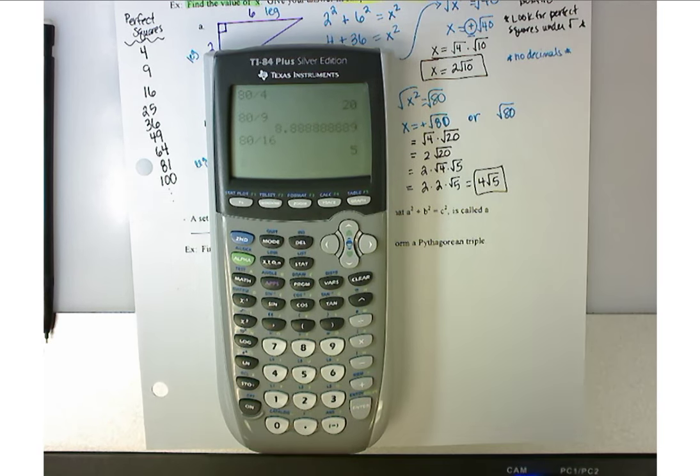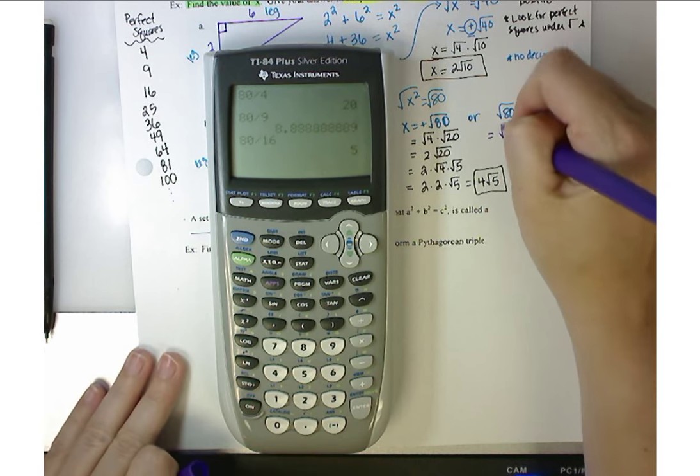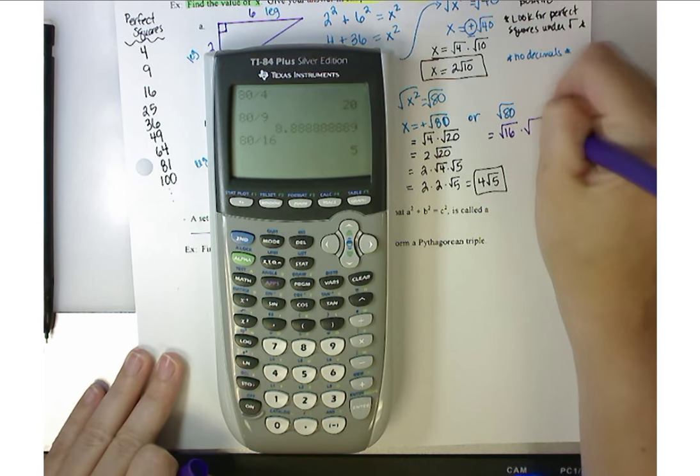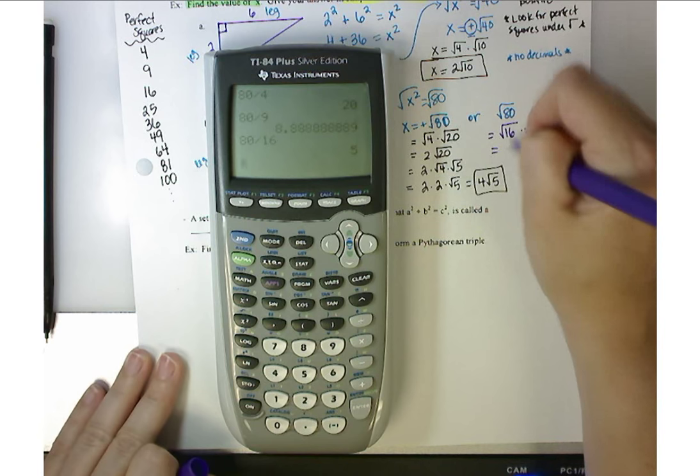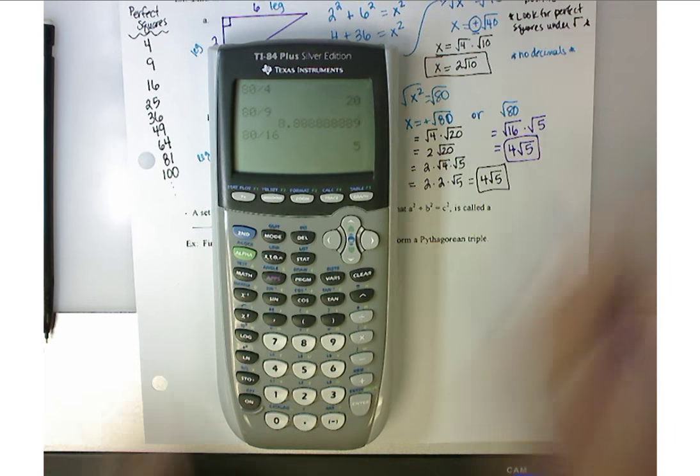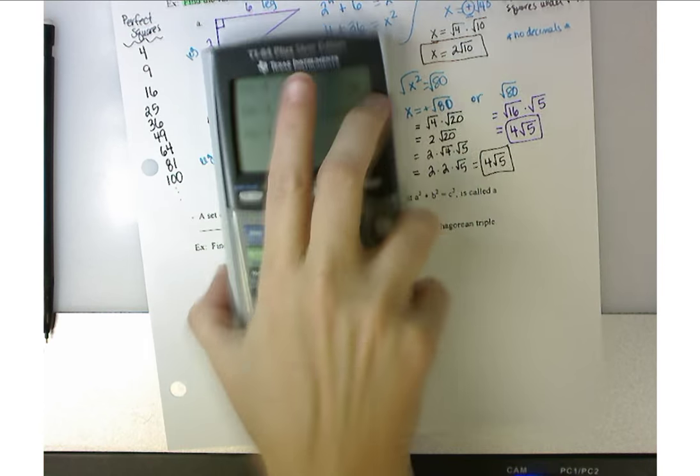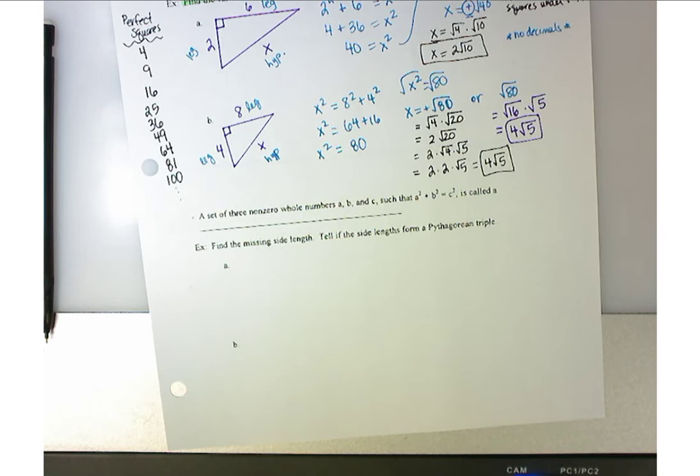So you could also do, we know that the square root of 80 is equal to the square root of 16 times the square root of 5. What's the square root of 16? 4. So then you get the same answer. Okay, and you can choose. You can do either way, where you're finding the smallest ones or where you're finding the biggest one.